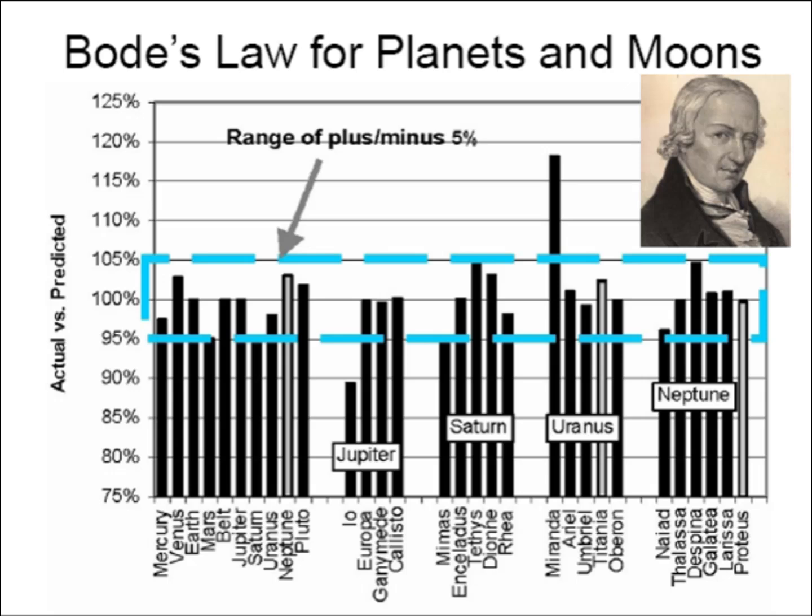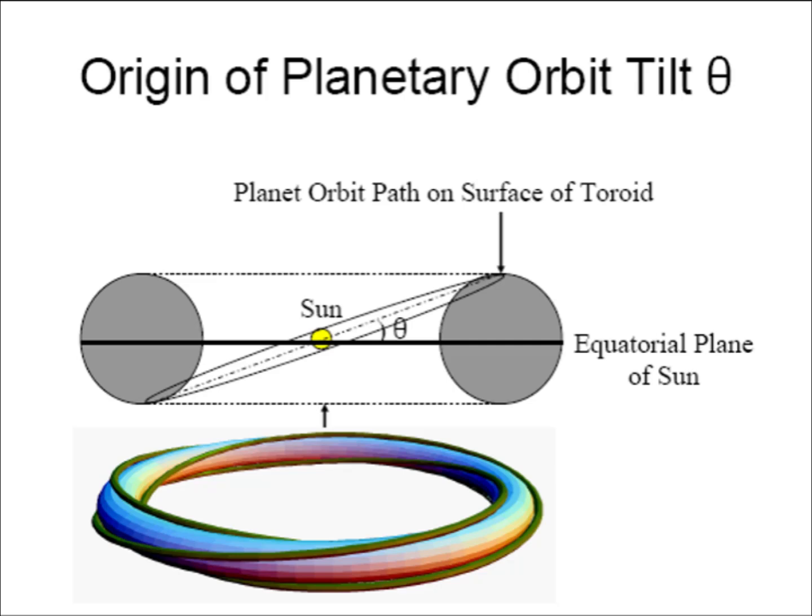The next slide shows the origin of the planetary orbit tilt. Here I've drawn a toroidal ring and cut it in half like a donut and put the sun in the center, and I show the equatorial plane of the sun. Notice that the toroidal ring is centered on the equatorial plane, as every theory of gravity says, and as you can see, an example of an elementary particle is below here.